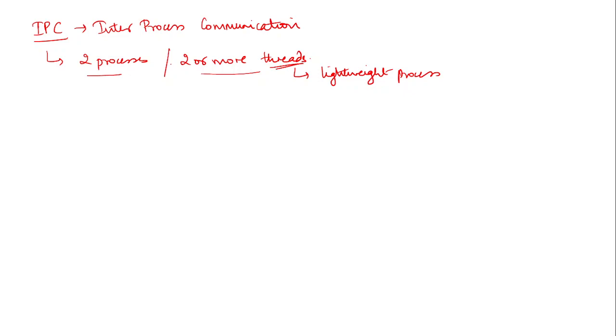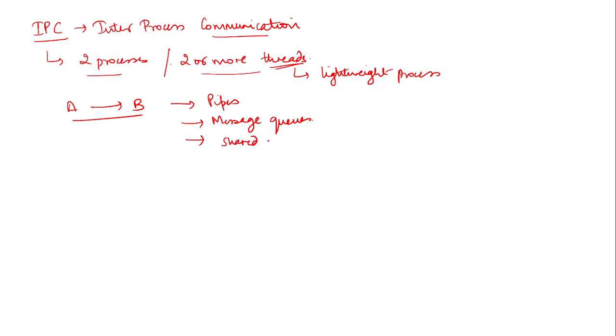When it comes to terms like deadlocks or synchronization, we have a different concept for those, but the main objective of IPC is the communication part. The communication between process A and process B can be done in multiple ways. It can be implemented with the help of pipes, message queues, or shared memory. Message passing is also one such technique.